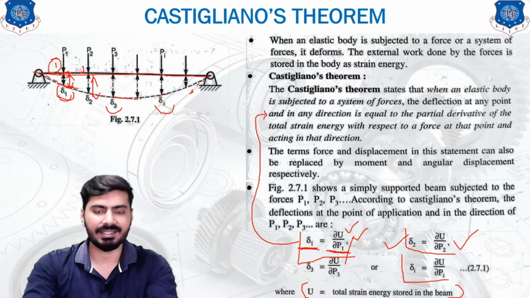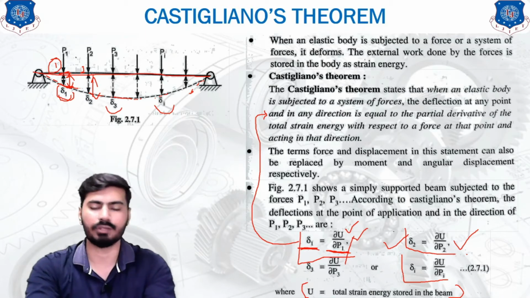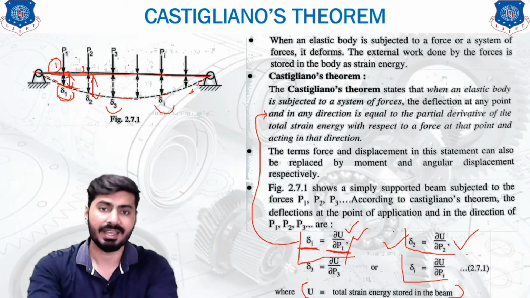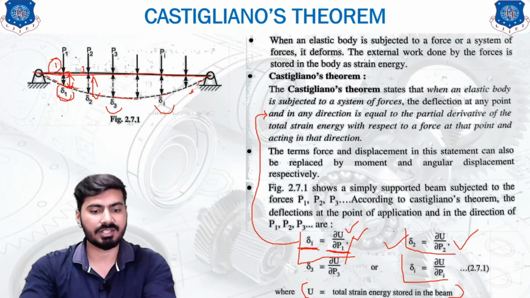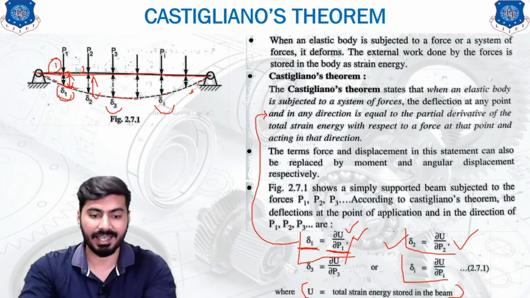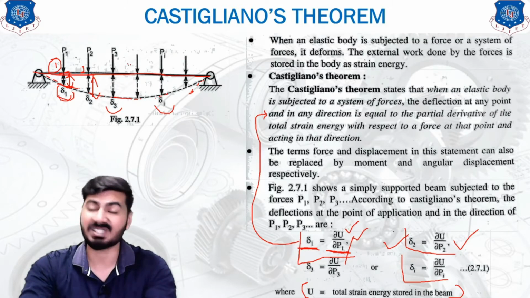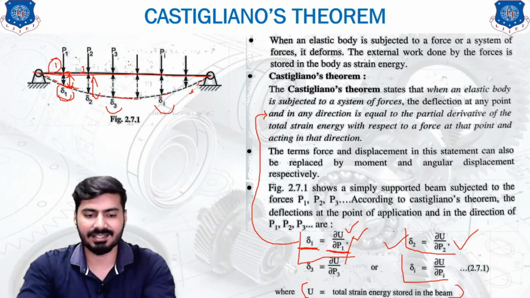Let's say delta I is equal to delta U upon delta Pi. So this is how you are going to calculate the values of the deflection of the beam at a certain point. One more point I would like to add here. Let's say we have a point at which no forces are applied, or this is the point where no force is externally applied. So let's say this is our point.